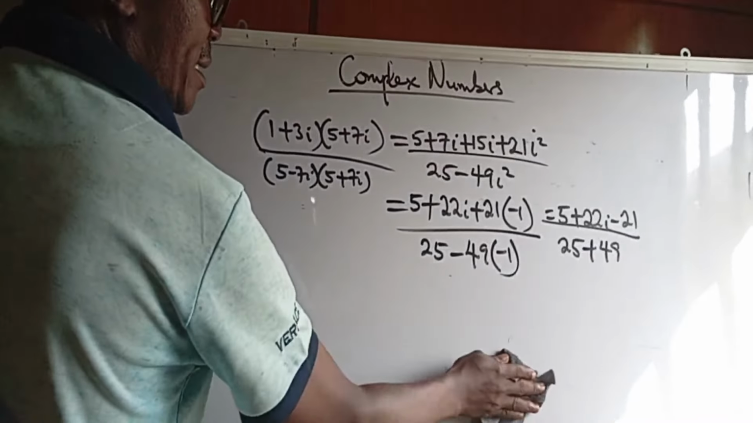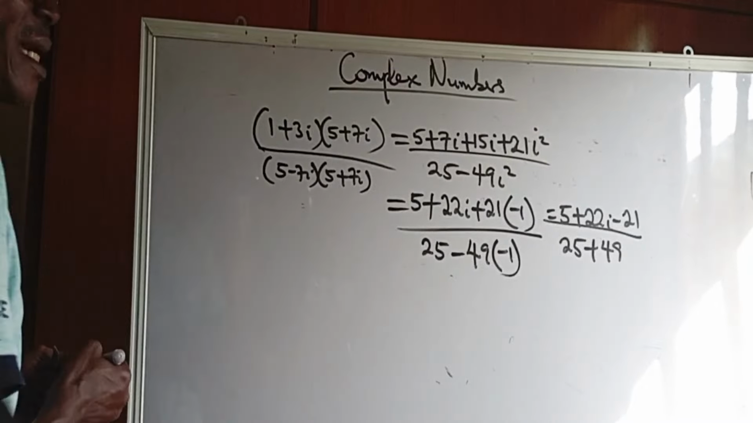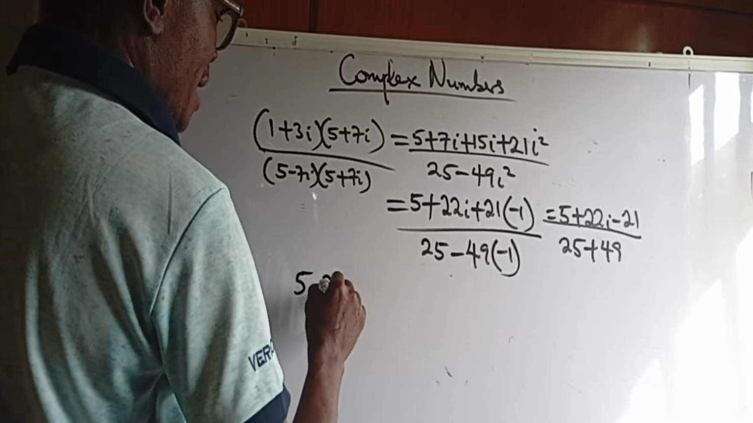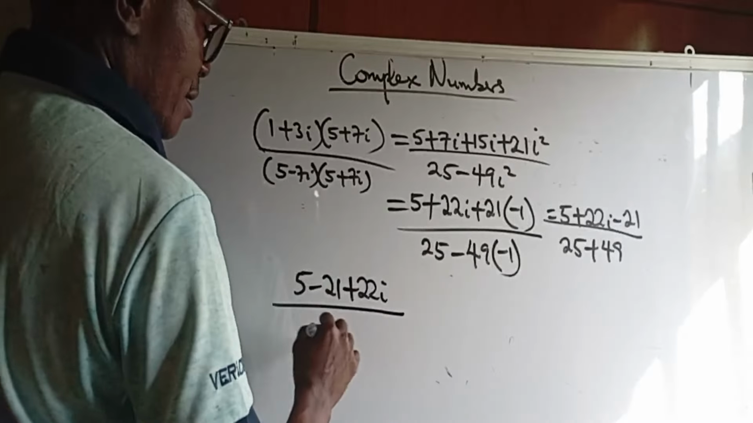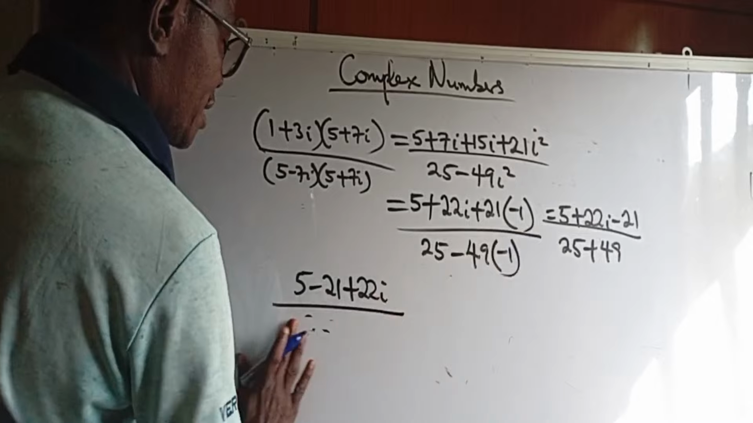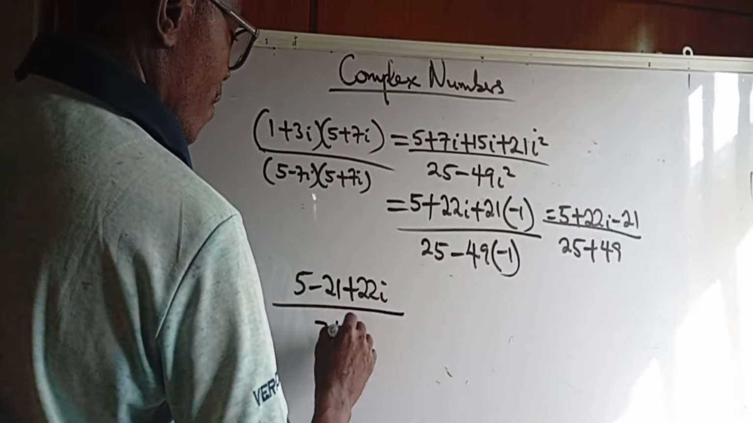I hope that is correct. Good. So let's collect like terms. We have 5 minus 21 plus 22i all over 25 plus 49. I think that is what? 74. That is 74. Good.